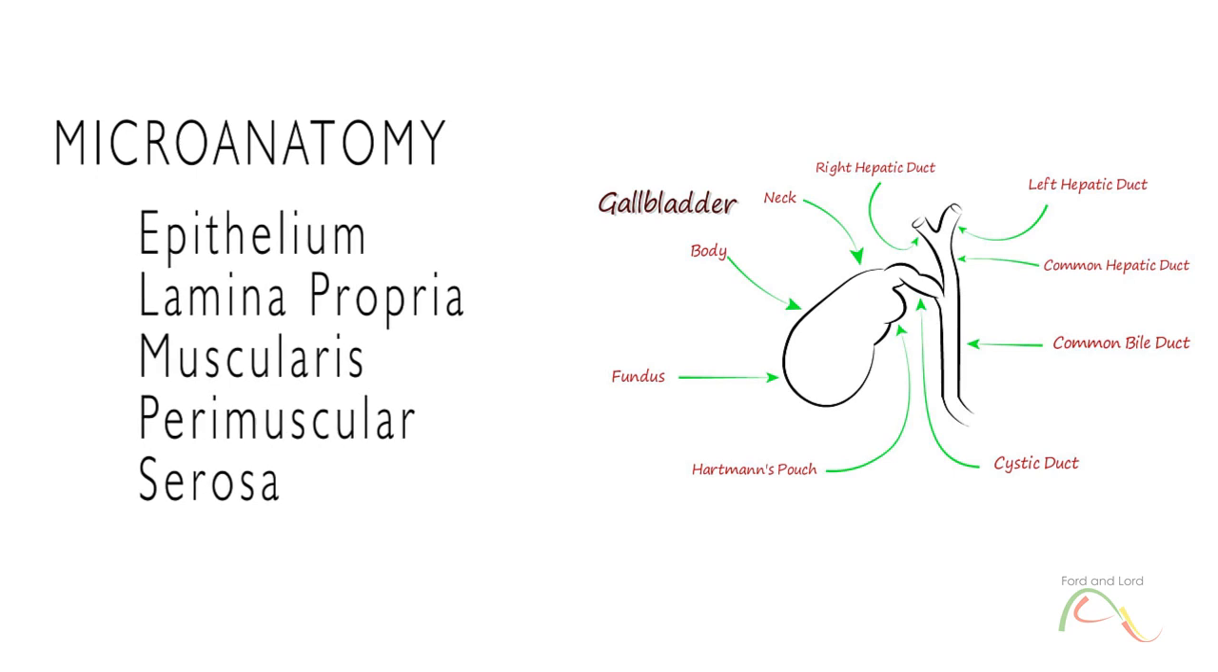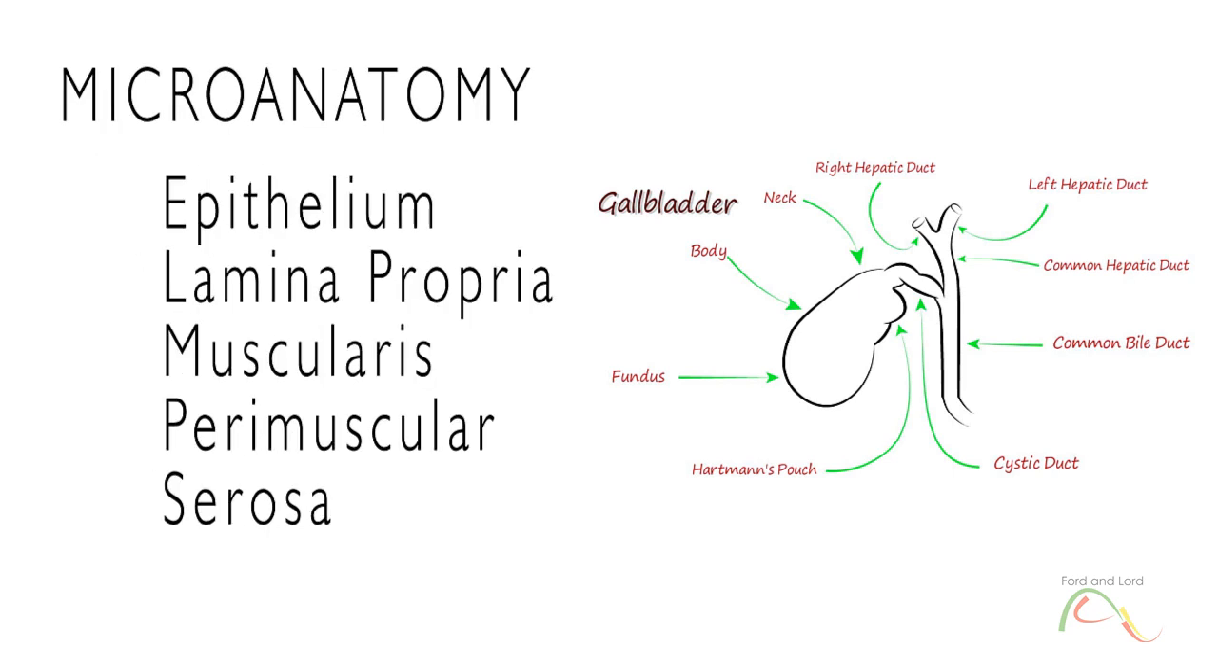Microanatomy. The gallbladder is composed of the epithelium, a thin layer of cells on the inner side of the gallbladder. The lamina propria is a thin layer of loose connective tissue, which, together with the epithelium, forms the mucosa. The muscularis consists of smooth muscle fibers that help the gallbladder contract and squeeze its bile into the bile duct. The perimuscular is a fibrous connective tissue layer that surrounds the muscularis. The serosa is a smooth membrane covering the outer side of the gallbladder.